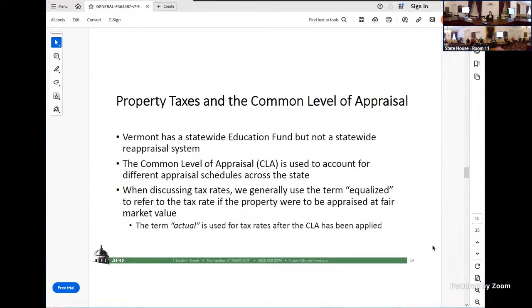So the common level of appraisal, the CLA, is a mathematical statistical mechanism used to account for those different appraisal schedules across the state. Right, so if we have a town that hasn't appraised for 20 years and its properties are listed way below fair market value, and a town that just appraised this year and its properties are 100% of fair market value, the CLA is going to adjust the town that hasn't appraised for a long time up to fair market value to ensure everybody's paying their fair share into the education fund.